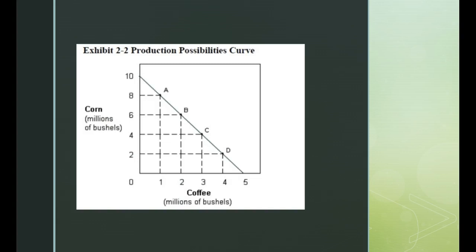So we have a production possibility curve here, and we have our corn and our coffee. When we're moving from point A to point B, we're looking at it right here. For the corn, we're looking at a 2 million bushel change. For coffee, it would only be 1 million. So that's how we would look at that. For every 1 million coffee that we produce, it will require me to give up 2 million corn.